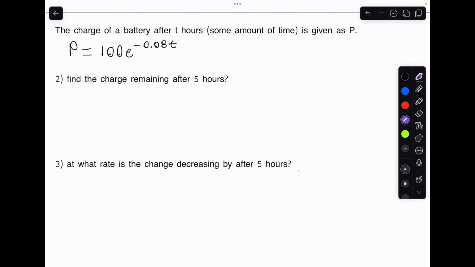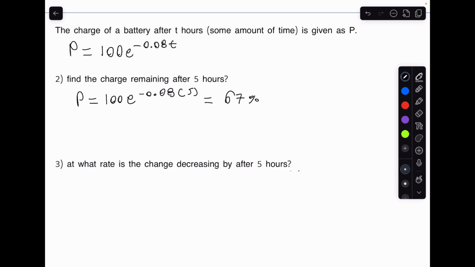Okay, moving on to questions 2 and 3. We have find the charge remaining after 5 hours for question 2. That's super easy. All we do is take P here, and P gives us the charge, so we just plug in 5 for T, and we get 67%. So the charge after 5 hours is 67%.